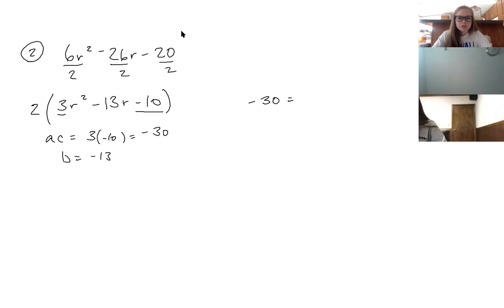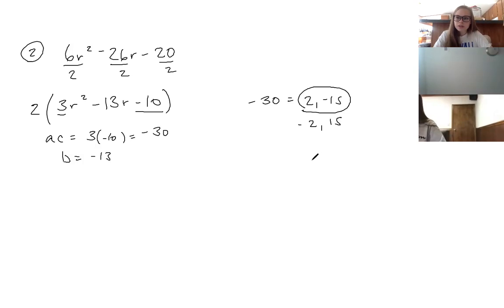You know, I'm not even going to do 1 and 30 because I know that 1 plus 30, I'm not going to get 13. Let's see. What about 2 and negative 15, negative 2 and 15? Okay, one of these might do it. 2 minus 15. Oh, there we go. I'm not even going to list out anymore.